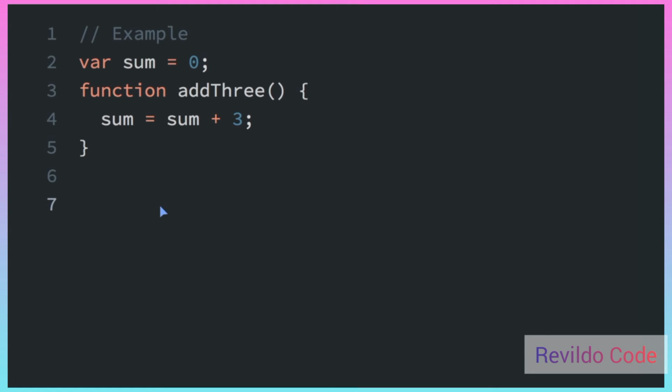Now I'm going to create another function that is similar. This one is going to be called add5. And this time we'll just do sum equals sum plus 5. Or we can shorten this to use the plus equals. So now that's going to add 5 to the sum also. But it's not going to return anything. So if we log this out, it would be undefined.